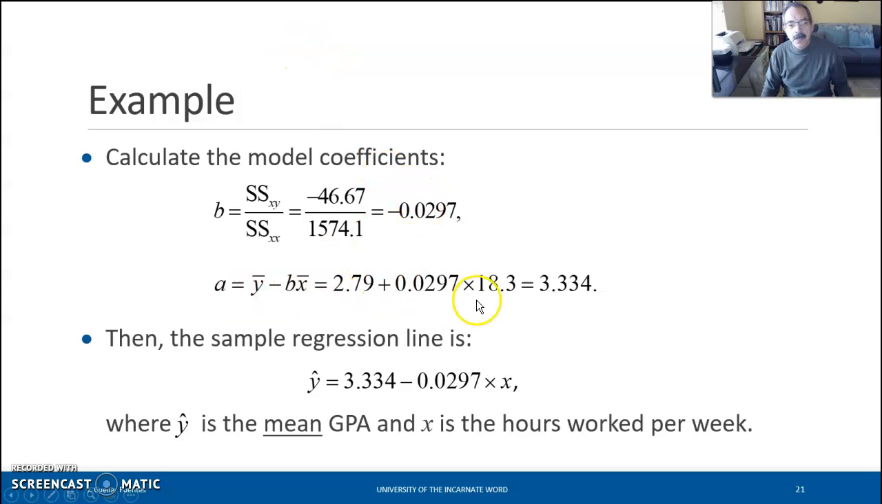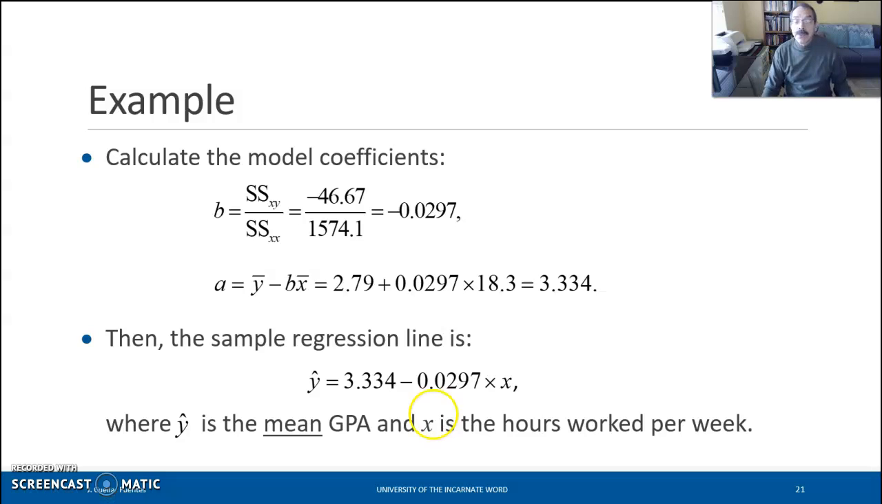Also, the line intercepts at 3.334. So when x is 0, the value of y will be 3.334. So the sample regression line using the intercept and the slope is here: y hat is equal to 3.334 minus 0.297 times x, where y hat is, of course, the mean GPA for a given number of hours worked per week.